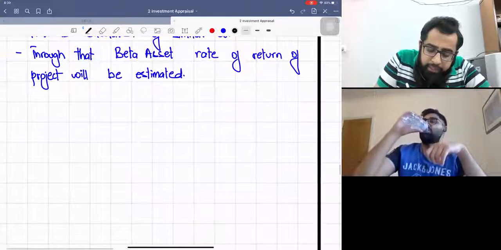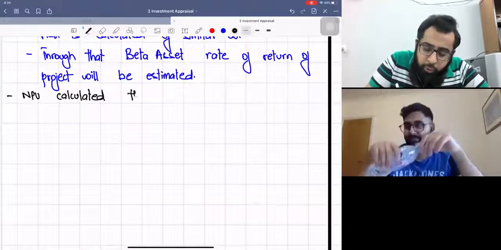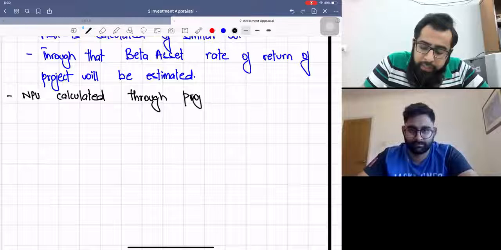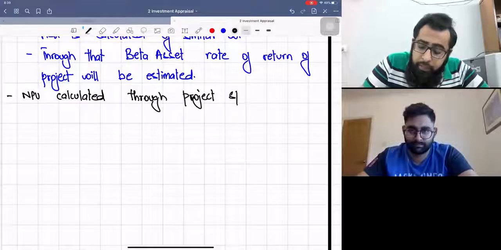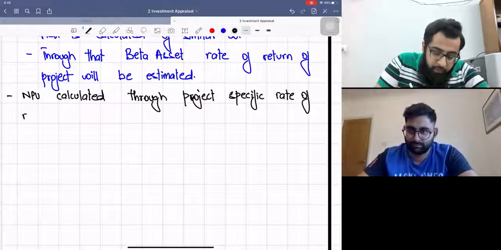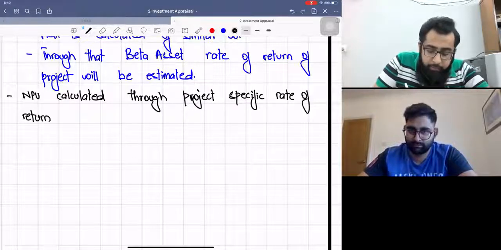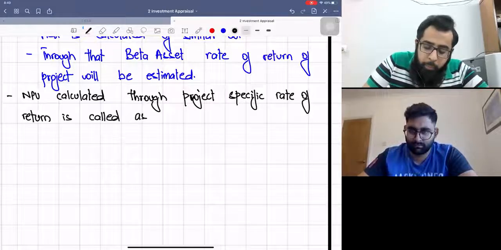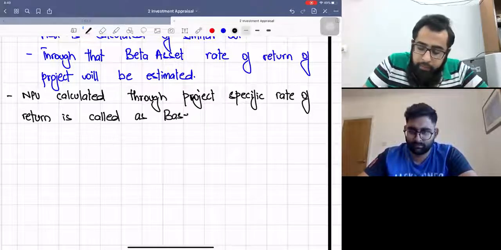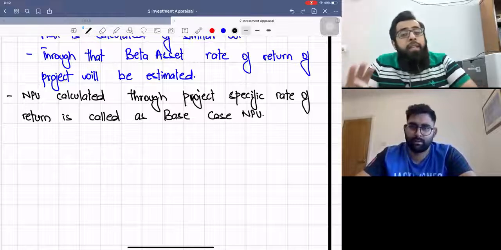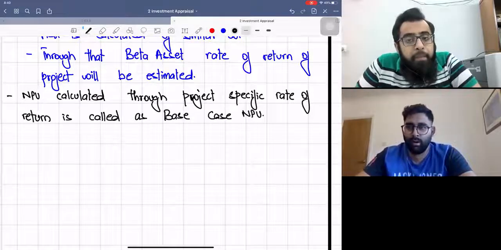calculated through project specific rate of return is called base case NPV. We call it base case NPV. This is the NPV which is based on the project specific rate of return.